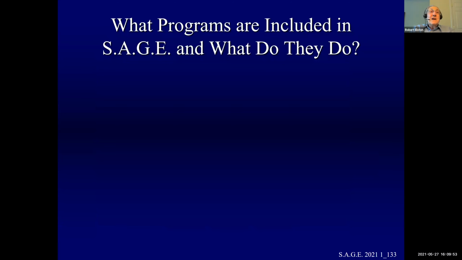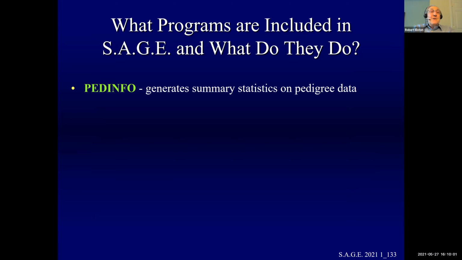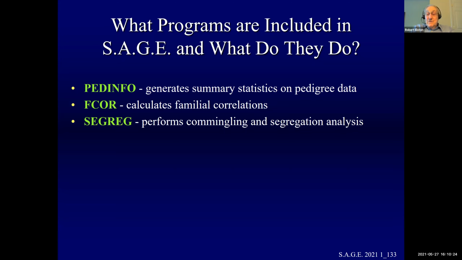Okay, so let me summarize each program specifically. PedInfo generates summary statistics on pedigree data. It does it for the whole sample, for just the structure. It also does it for specific traits or covariates within that structure. Then we have F-core. It calculates familial correlations. So that's the first way of determining whether you have aggregation of a trait in a file.